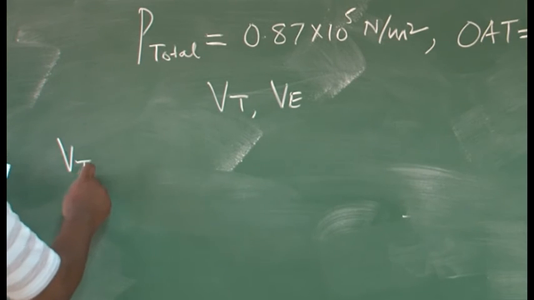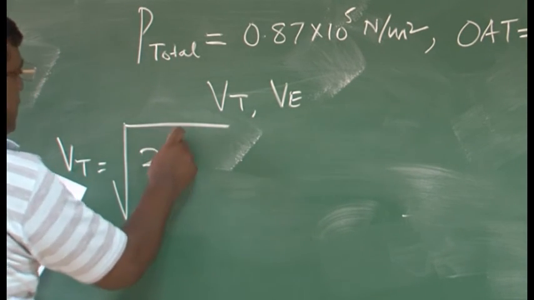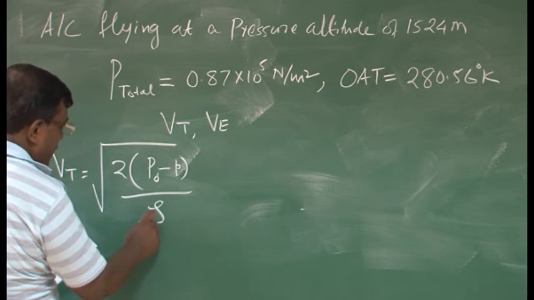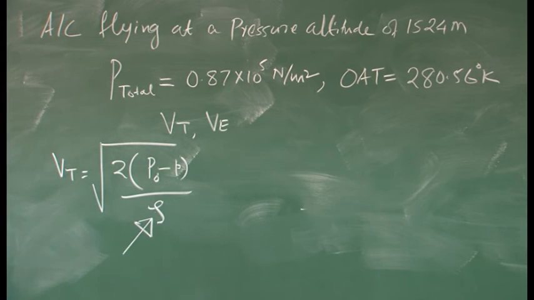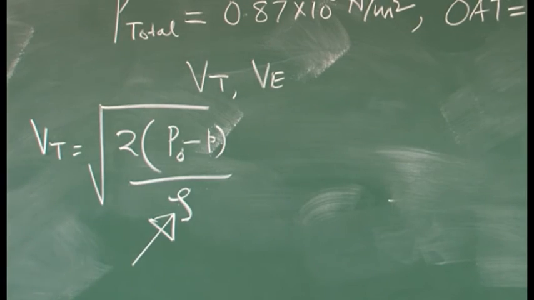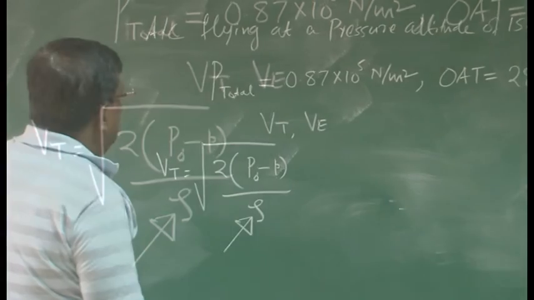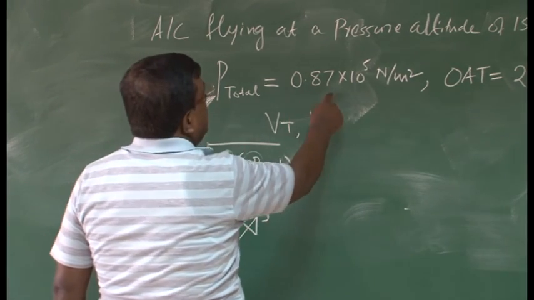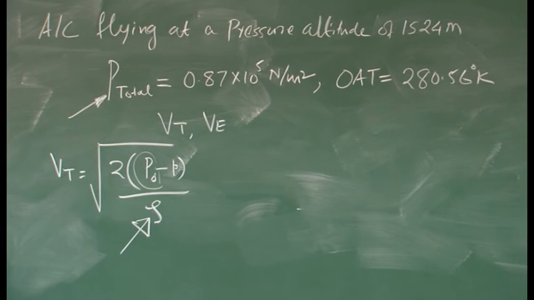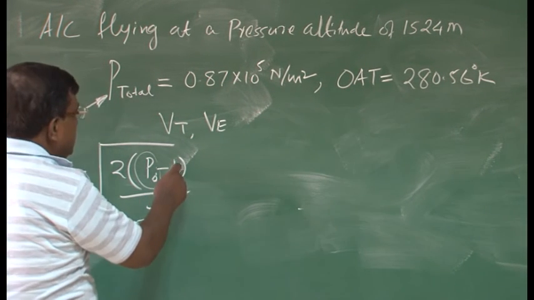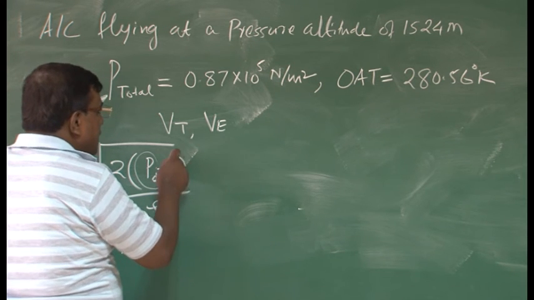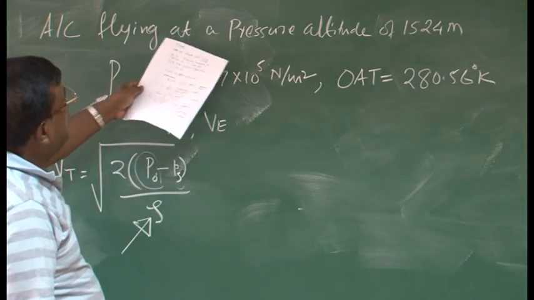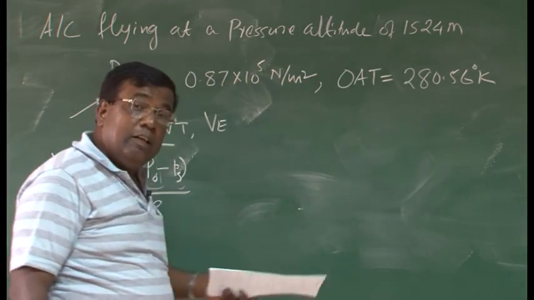We know that V true is nothing but square root of 2 times P naught minus P by rho. Please notice here, when I am calculating V true, I want density of air at that altitude where it is flying. What is the P naught there? P naught there is nothing but given here as 0.87 into 10 to the power 5 Newton per meter square. The next question is, what is this P? Well, P means PS, that is static pressure. How do I find out? At that altitude, the pressure altitude, always gives static pressure, right?